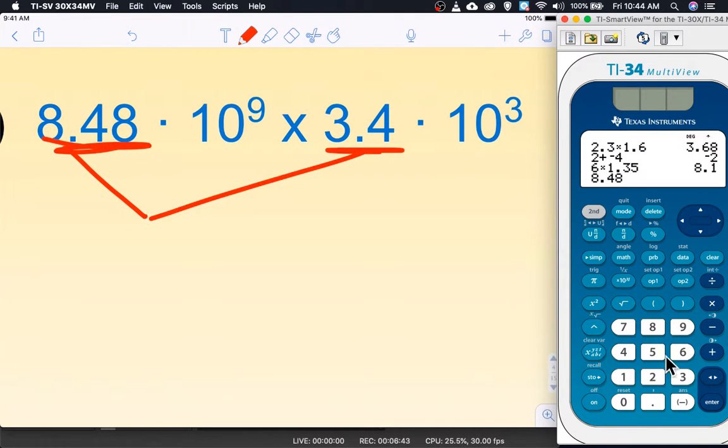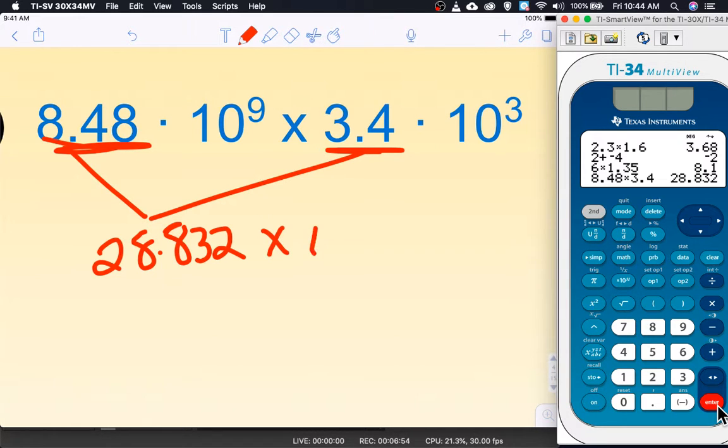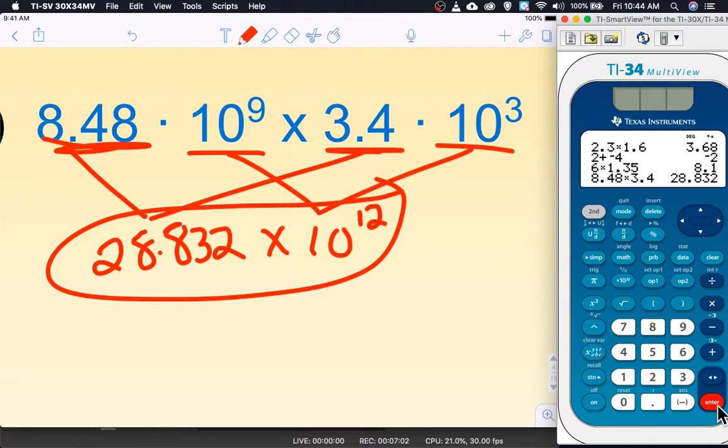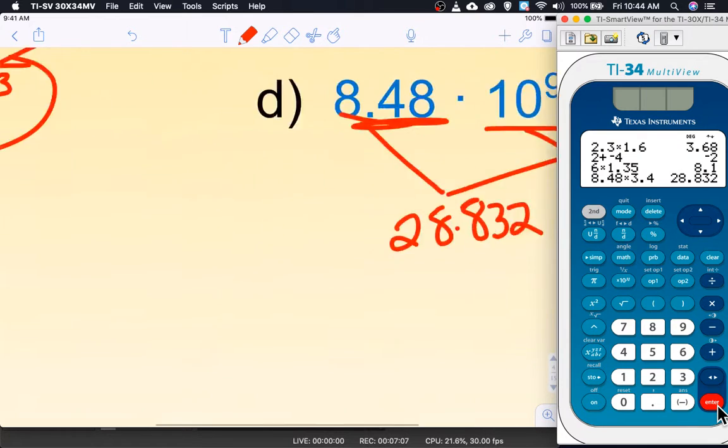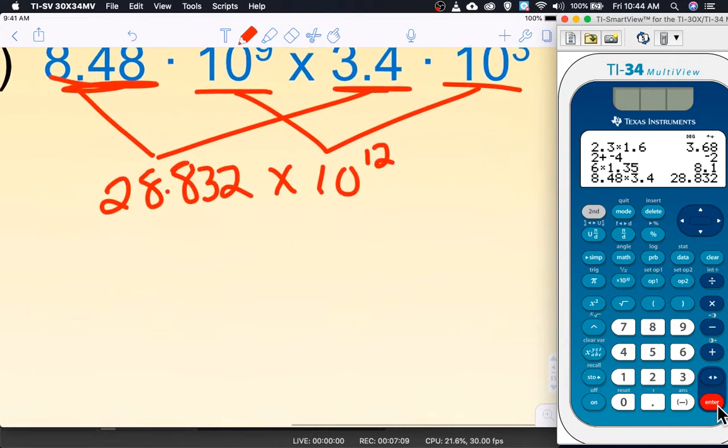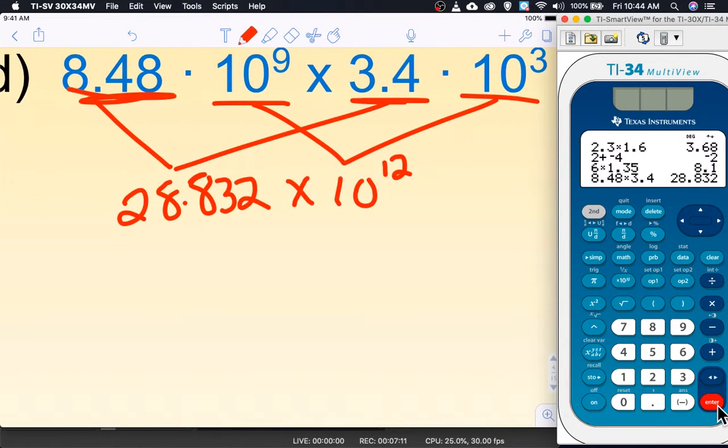8.48 times 3.4 gives me 28.832. Okay, times 10 to some power. When I multiply my powers together, I'm going to add the exponents, and I get 10 to the 12th power. Oopsie, that is not done. That's not scientific notation. Was the last one scientific notation? Okay, good. I didn't check it, but that answer is not scientific notation.